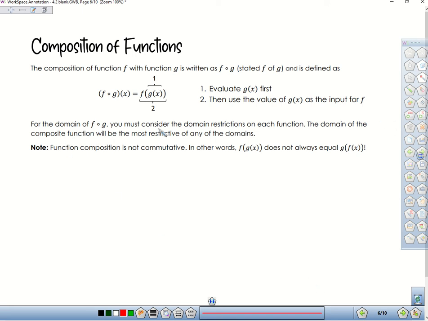For the domain of f of g, you must consider the domain restrictions on each function. The domain of the composition function will be the most restrictive of all the domains. Now it's important to note that function composition is not commutative. So f of g of x does not always equal, or often does not equal, g of f of x.